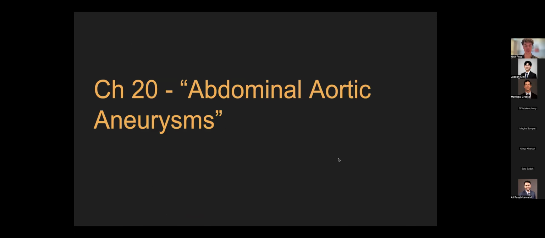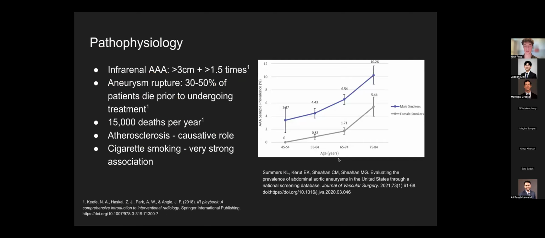Now, moving on to AAAs, this is chapter 20. So once again, I'll talk about the pathophysiology and some epidemiology. Infrarenal abdominal aortic aneurysms are usually diagnosed once they're greater than 3 centimeters in size or over 1.5 times the normal abdominal aorta for the patient. But once again, that's different for every patient.